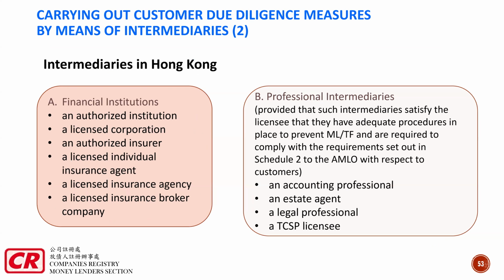Who are entitled to be the intermediaries to carry out such CDD measures? For intermediaries in Hong Kong, there are two categories. First category is financial institutions. They are an authorized institution, a licensed corporation, an authorized insurer, an authorized individual insurance agent, a licensed insurance agency, or a licensed insurance broker company. Another category is the professional intermediaries, including an accounting professional, an estate agent, a legal professional, and a TCSP licensee.